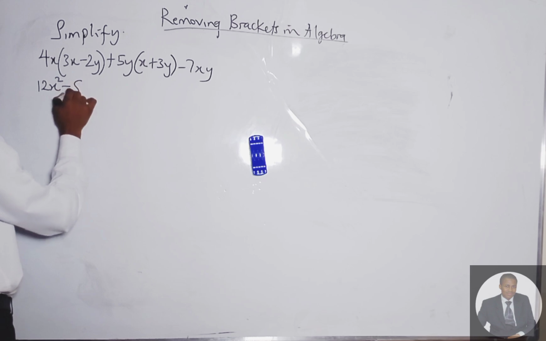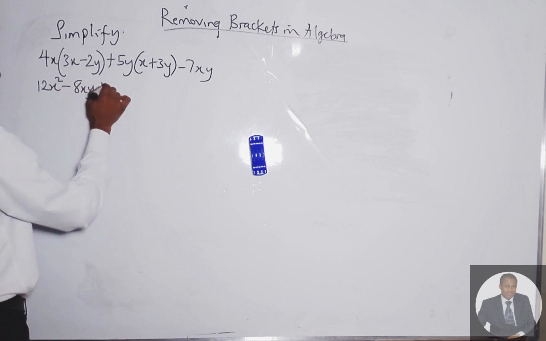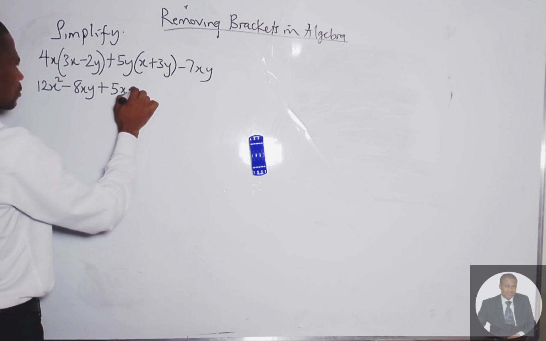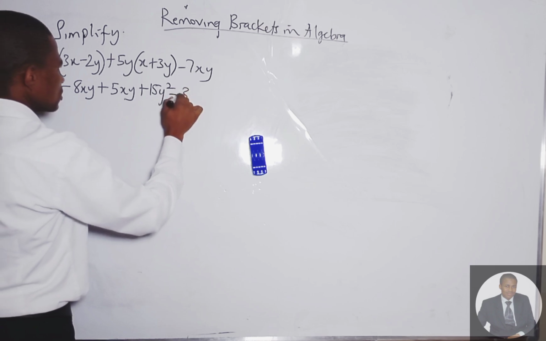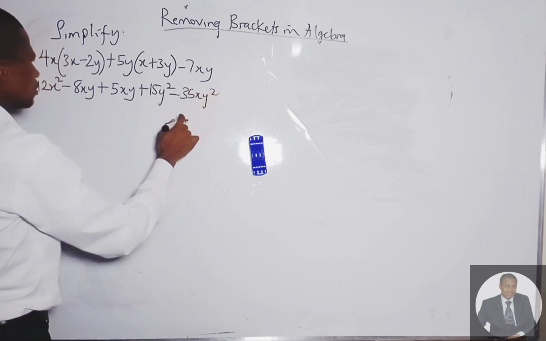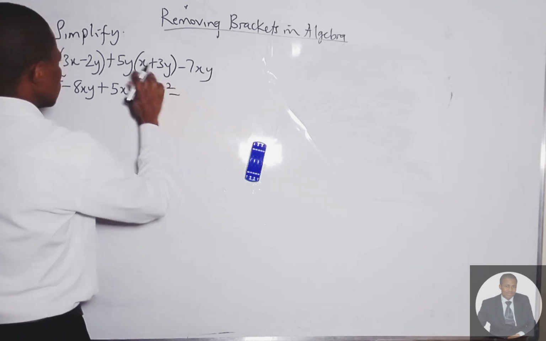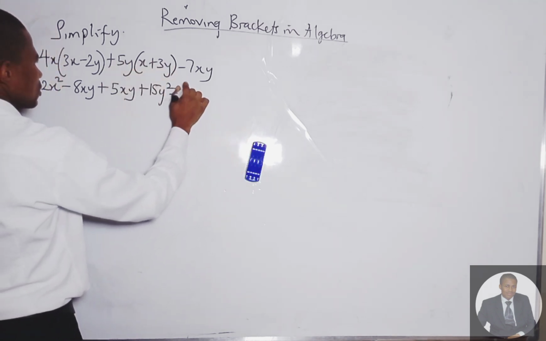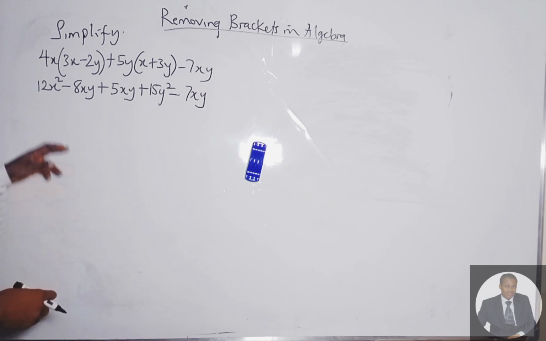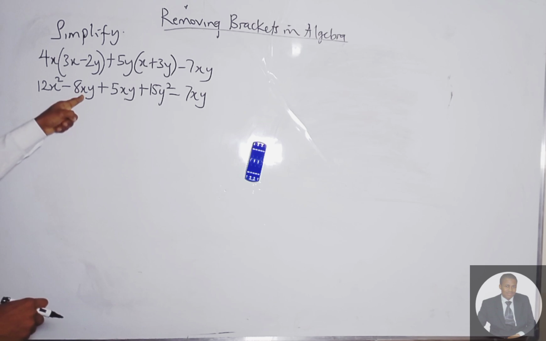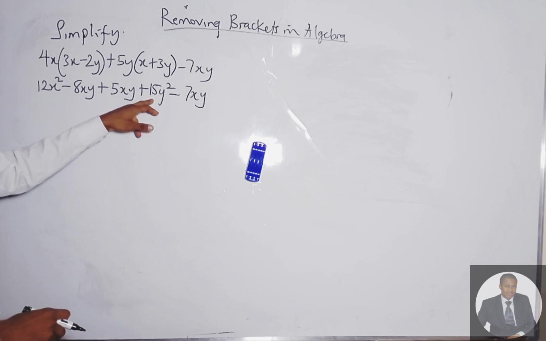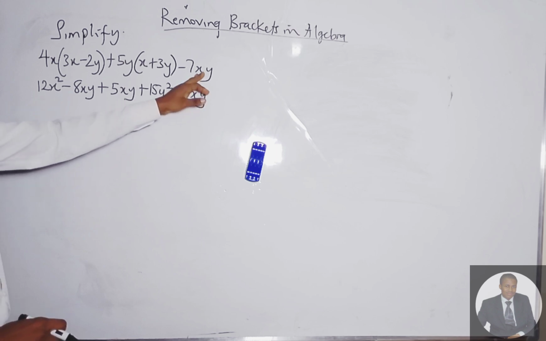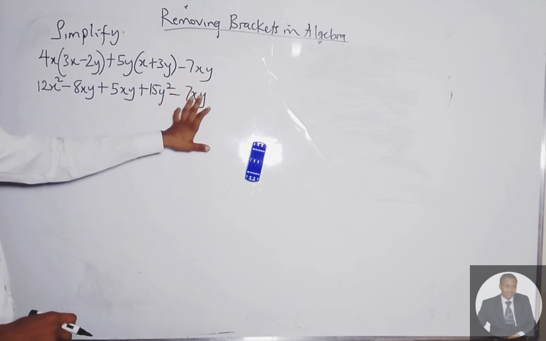minus 8xy minus 35xy squared minus 4x times 3x, 12x squared. We have this, plus we have this, and then this one doesn't have any bracket affecting it, so it comes on its own.